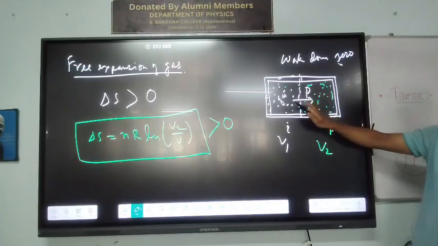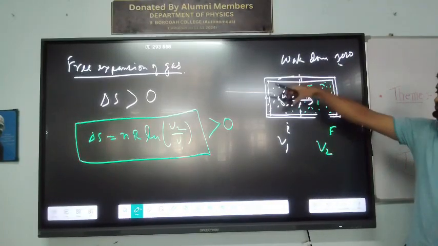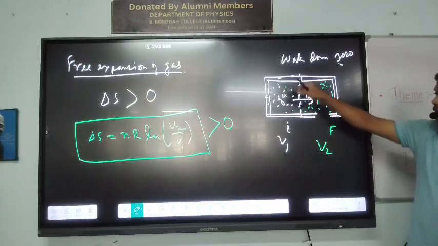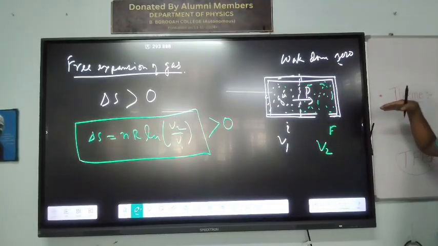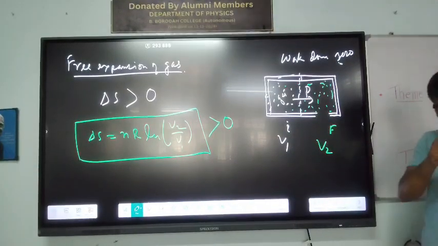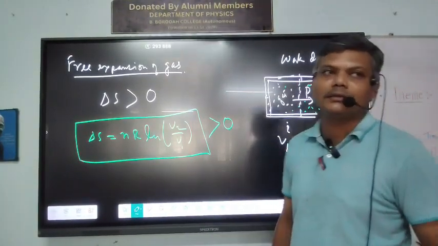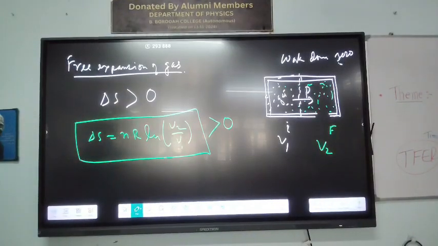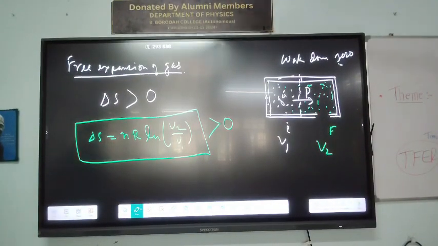So what I can assume here is that the initial state and final state of equilibrium in that situation can be connected by a path from state A to state B, that means V1 to V2. That whole path I can replace by a reversible path. For a reversible path, mathematically I can calculate the change in entropy. So this is a very important conclusion.